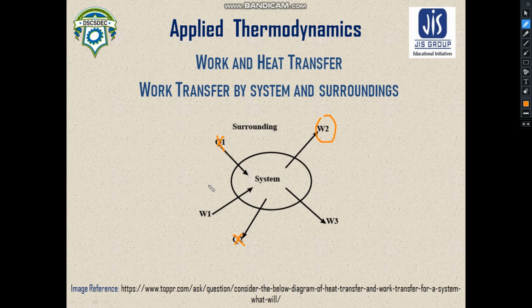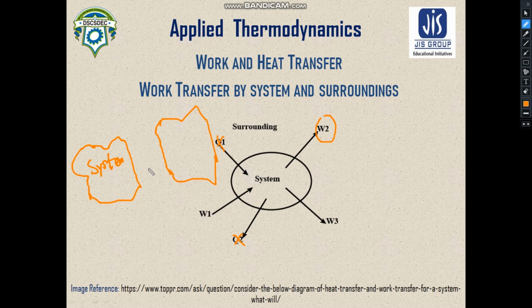In the first case, obviously you know the concept of system and surroundings. The system is the point where all our attention is focused, whereas the surroundings is that part of the whole environment through which the system is interacting. That means the part of the universe with which the system is interacting is called the surroundings.